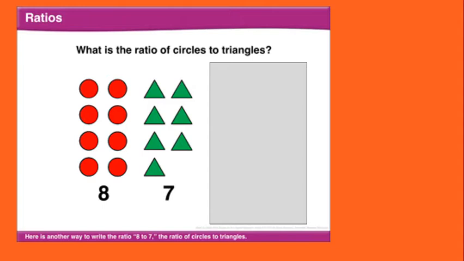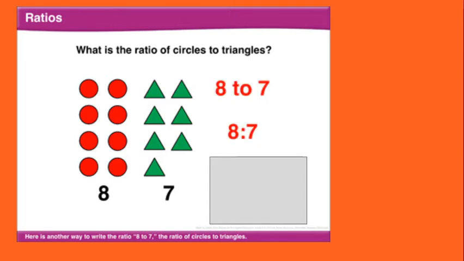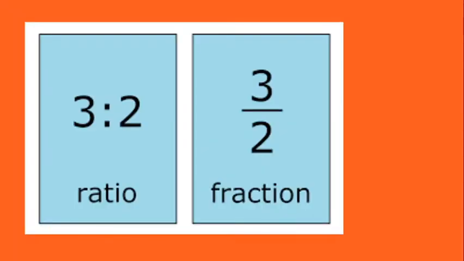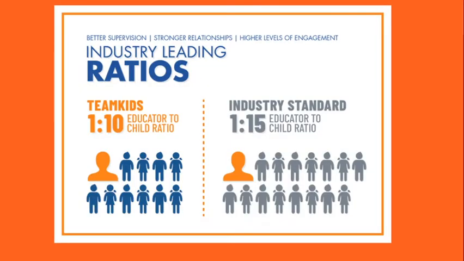For example, what is the ratio of circles to triangles? Easily enough, we can just say 8 to 7. In other words, 8 to 7. We use that colon right in the middle to show the ratio. We can also show this as a fraction. These are two different ways to show a proportion, as a ratio or as a fraction. This is a really important concept later on when you become an adult. We use ratio in lots of different industries.